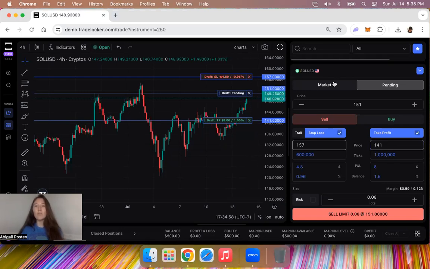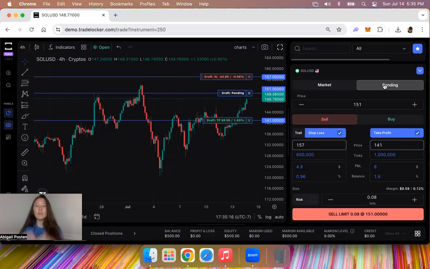Now, if we were going to do a market order, that means we would get in right now where price is currently, which is that 148, 149 level. So we're not going to do a market execution. We are going to do a pending execution, meaning we are going to wait for price to come to us.